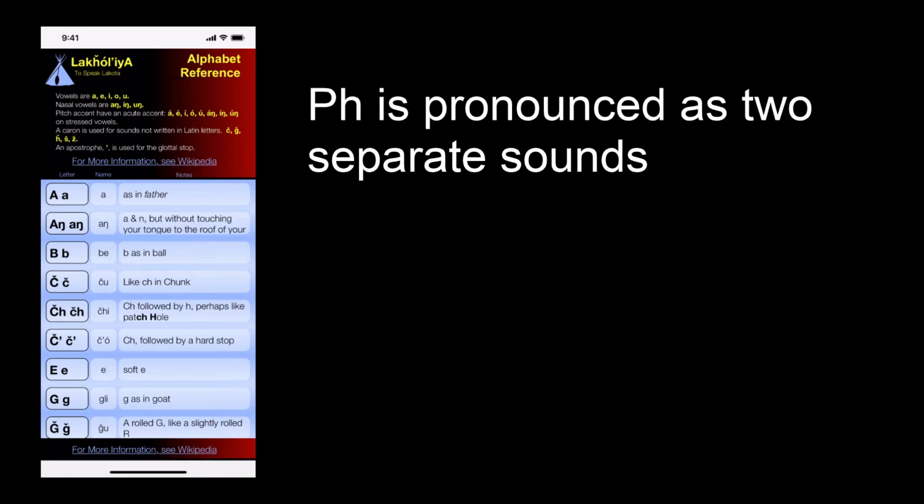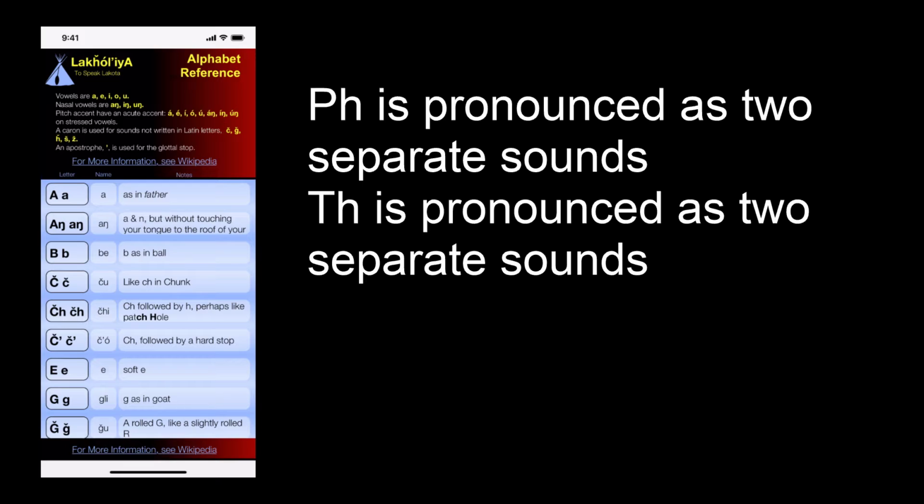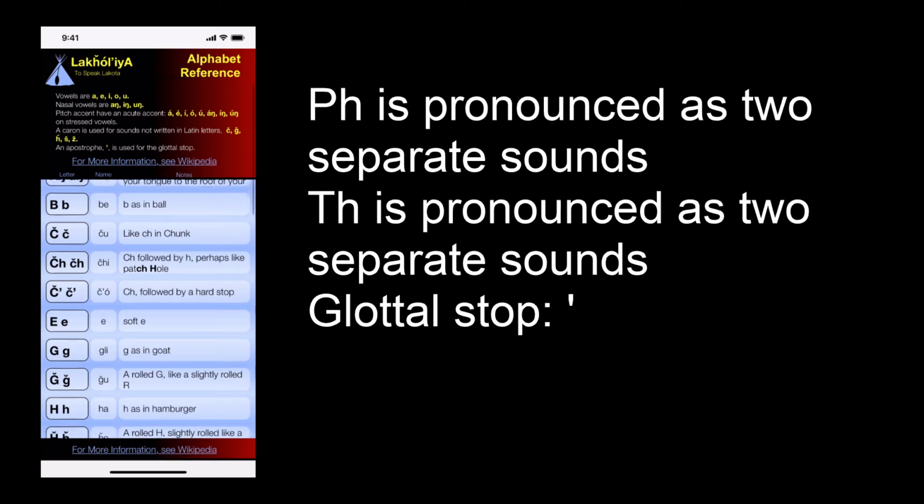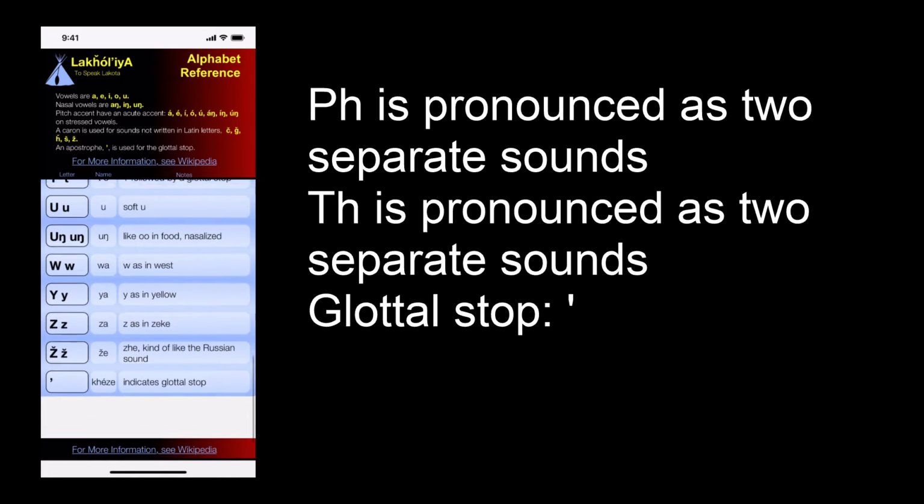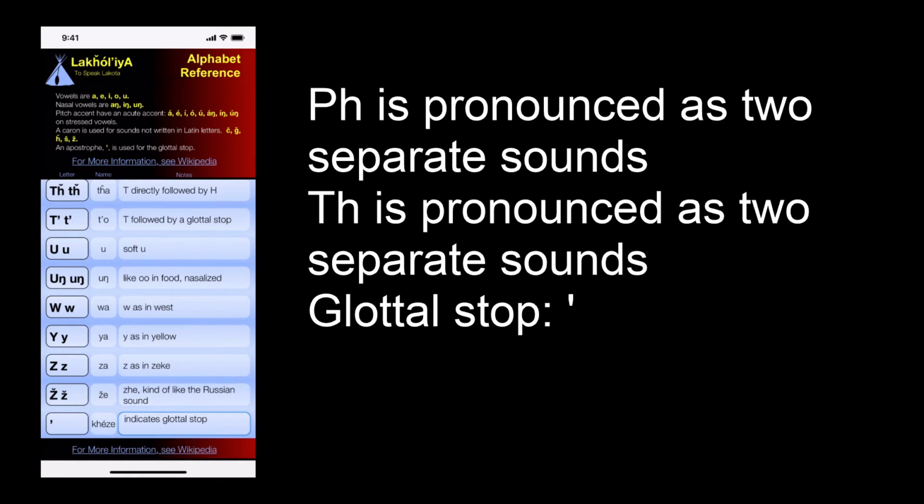PH is pronounced as two separate sounds, not like the English F. TH is pronounced as two separate sounds also, and not like the TH in V. The glottal stop indicated by the apostrophe means a really hard break.